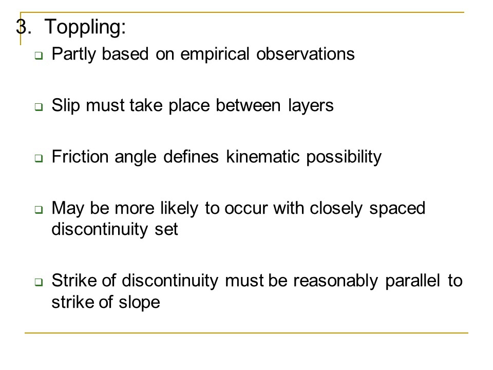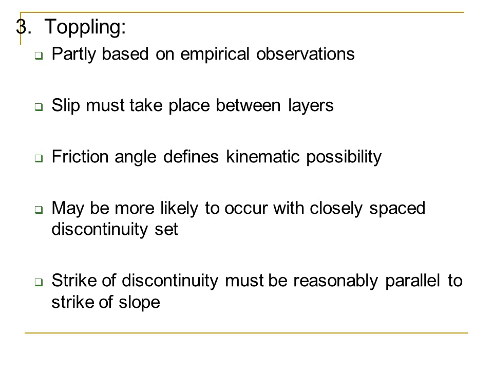Next, we're going to look at some toppling cases. Toppling analysis is partly based on empirical observations. We recognize that slip must take place between the layers in the rock, and because slip's going to take place along those layers, the friction angle between those layers helps to define the kinematic possibility of slope instability.